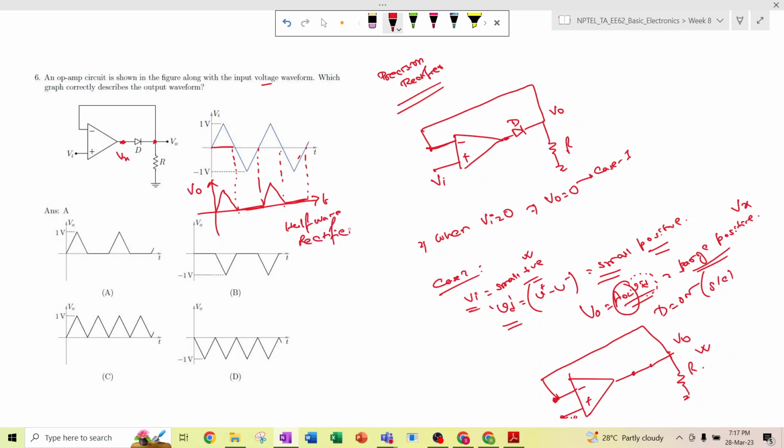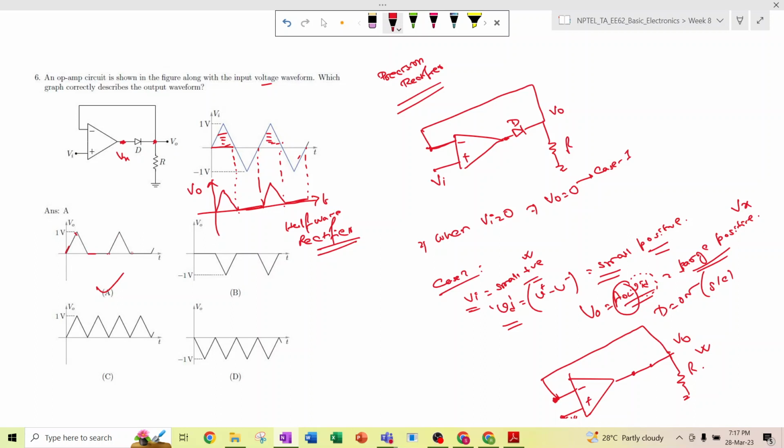We have already discussed in the earlier classes how the half-wave rectifier is formed. What do you mean by half-wave rectifier? Half-wave rectifier means only half of the waveform is passed. Okay, so here it is passing only the positive half. So this is passing and this is passing like that. Okay, yeah. So the correct answer among these will be option A. Half of this input is passing and then it is not passing and it is passing.